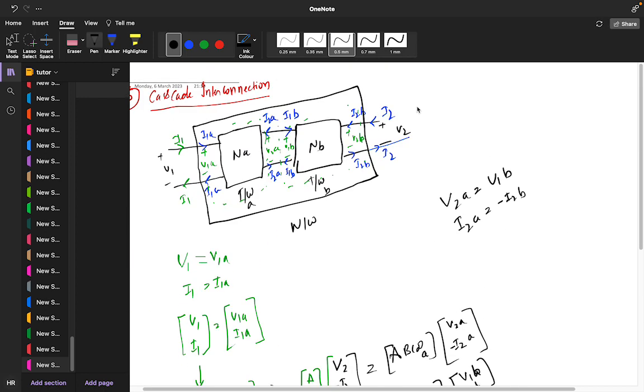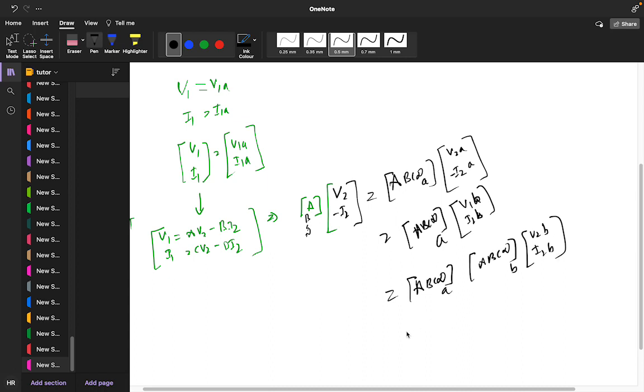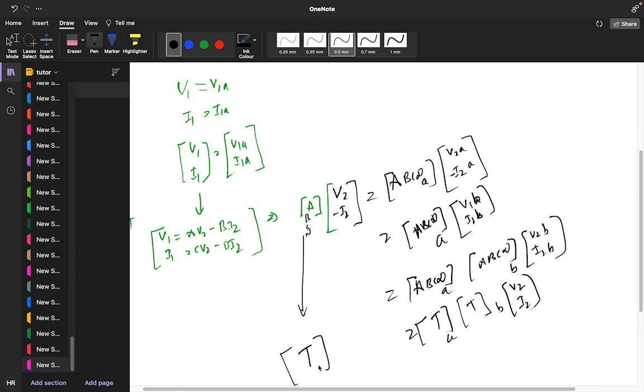V2B is equal to V2. See the result: V2B is equal to V2, and I2B is equal to I2. Here we have V2A equal to V1B, and I2A equal to minus I1B. So from here we conclude, I am writing it as the T parameter, transmission parameter A into transmission parameter B, and instead of V2B I am writing V2, and instead of I2B I am writing I2. And this is your overall transmission parameter, that is ABCD parameter only, T total.